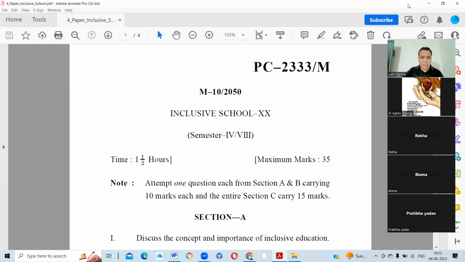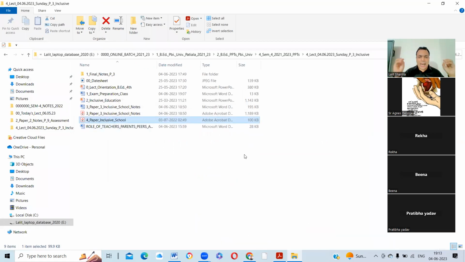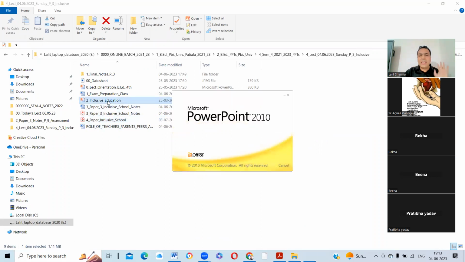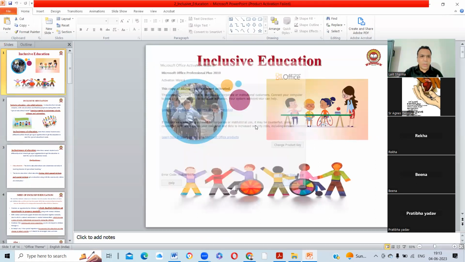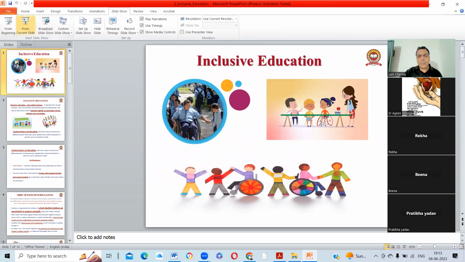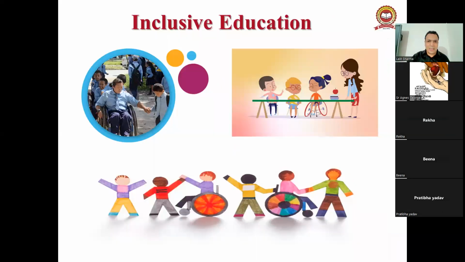So guys, basically everything is about inclusive education. I start my class with the concept of inclusive education, right, guys? Because if the concept is clear to you, then it becomes very easy for you. I have also shared the notes of this whole syllabus with you. So I start my lecture from the PPT of inclusive education. Just see the picture, all of you. What are you looking at in the picture? You are looking at normal children, handicapped children, right? Children with visual impairment, but all are equal. All are learning together, right, guys?